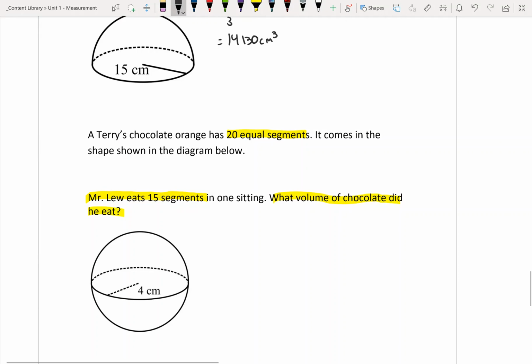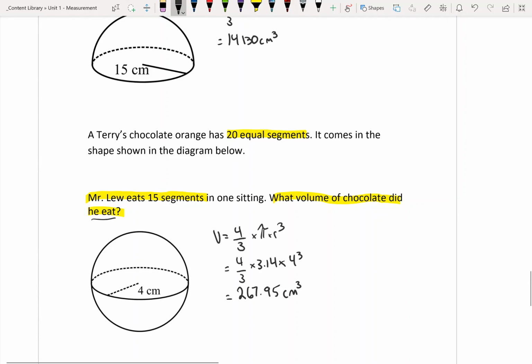The first thing we want to do, since we're dealing with volume, is find the volume of our sphere. So V equals 4 over 3 times pi times r cubed, which is equal to 4 over 3 times 3.14 times my radius, which is 4, and I'm cubing it. So 4 over 3 times 3.14 times 4 to the power of 3. I get a total volume of 267.95 centimeters cubed. So that's the entire volume of my sphere, or chocolate orange.